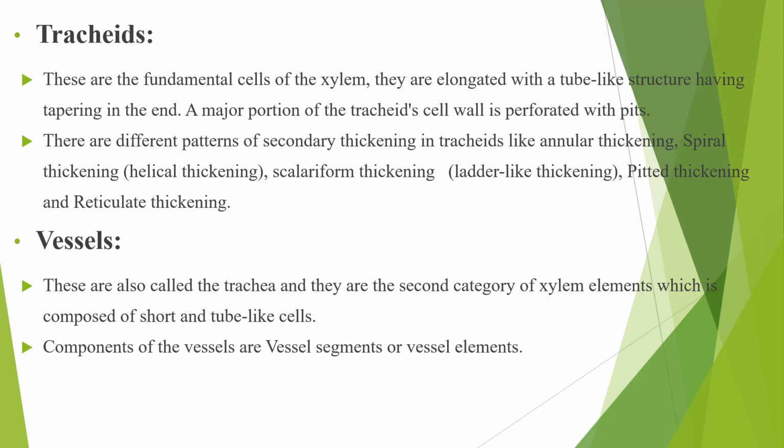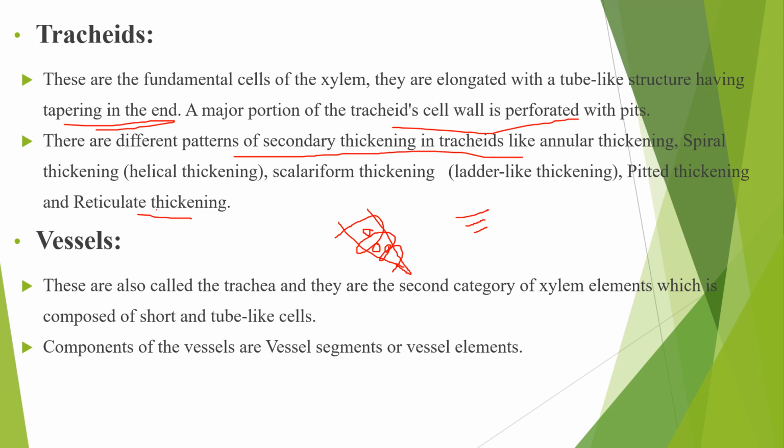Tracheids, what are tracheids? They are the fundamental cell of xylem, elongated with a tube-like structure having tapering ends. A major portion of the tracheid cell wall is perforated with pits. That means their cell wall has pits, holes. There are different patterns of secondary thickening in tracheids, like annular thickening, sometimes spiral thickening, sometimes scalariform or ladder-like thickenings in their walls, sometimes pitted and reticulate thickenings. So that is all about tracheids.